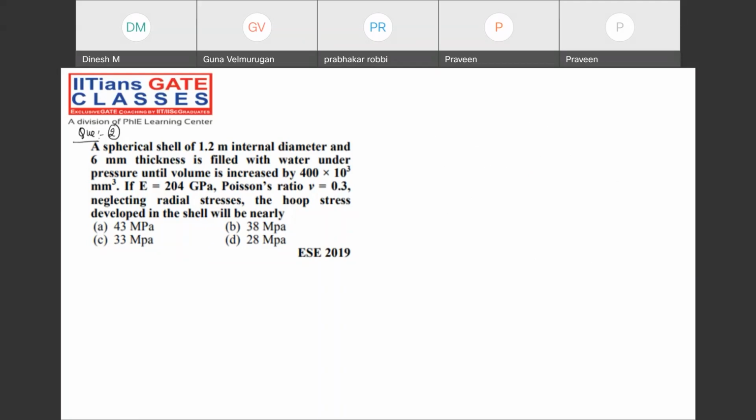That has been asked in Engineering Services Examination 2019. A spherical shell of 1.2 meter internal diameter is filled with water. Filling with the water has been done until the volume is increased by this much. Young's modulus and Poisson ratio are given, neglecting the radial stress. They are asking for the hoop stress developed in the shell. Hoop stress developed in the shell will be nearly.